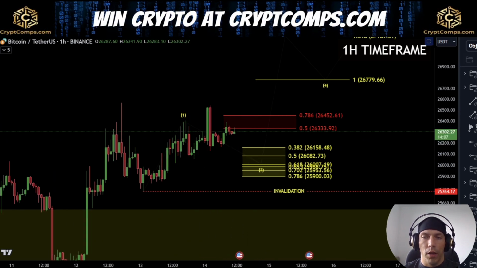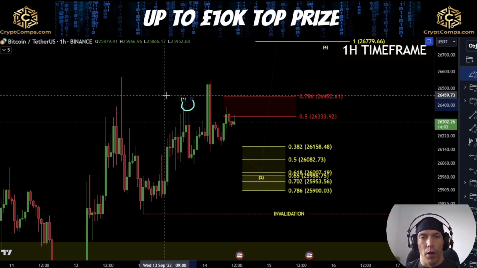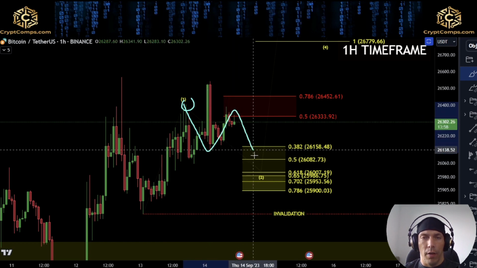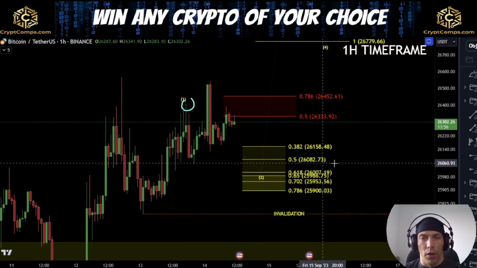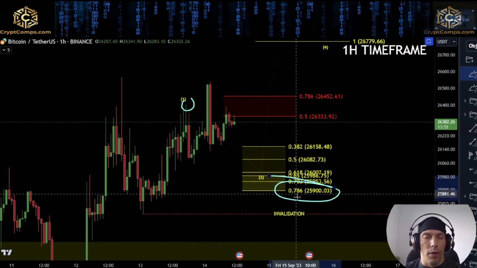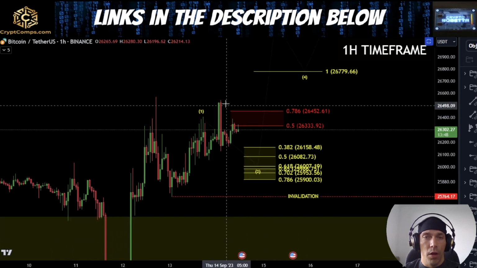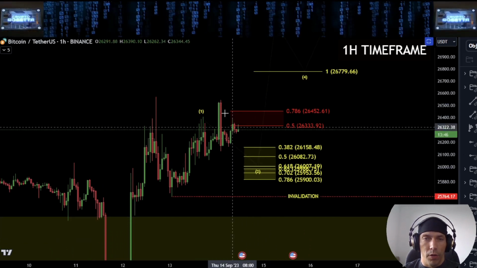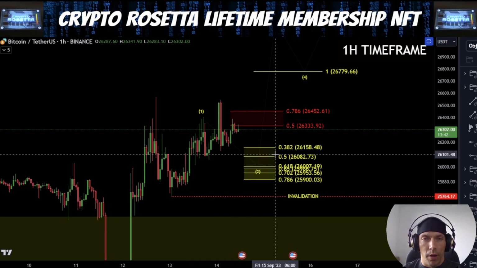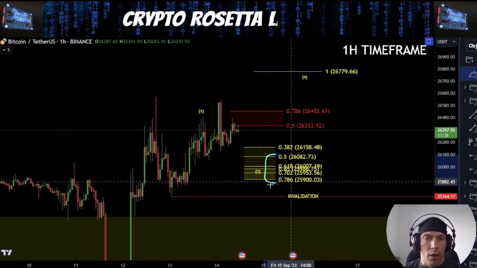Now, the problem is it's actually much cleaner to count this as a 5-wave structure into this high, in which case we could say that this is A, B, and then we're going to see one more push to the downside. Now, the zone that I would be looking to hold is this 25,900. I wouldn't want to see a break above this if we're going to see a direct break to the upside. I would also be looking out for the potential that we see one more push down here, bringing us back down into this zone of 2682 to this 25,900.